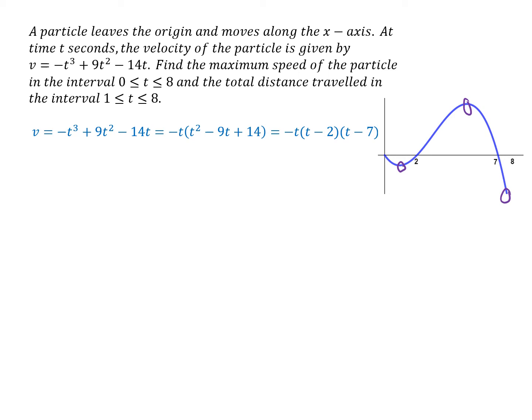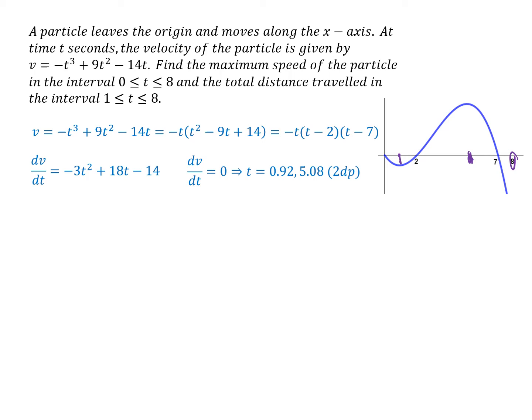So what I'm going to do is differentiate to find dv/dt, that's the acceleration, and then put dv/dt equal to 0 to find those two values of t. So I get t is 0.92 here, 5.08 here, and 8 here. So I've got three possible values of t where I'll get my maximum speed.